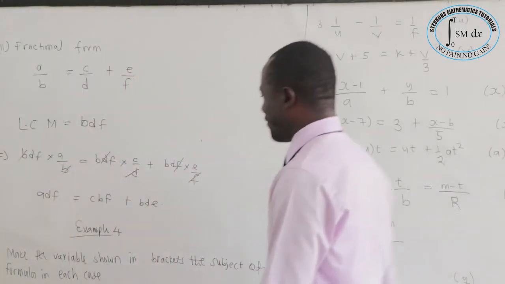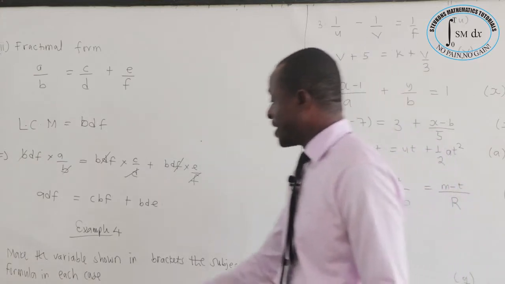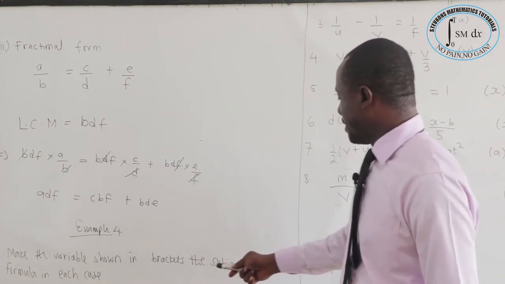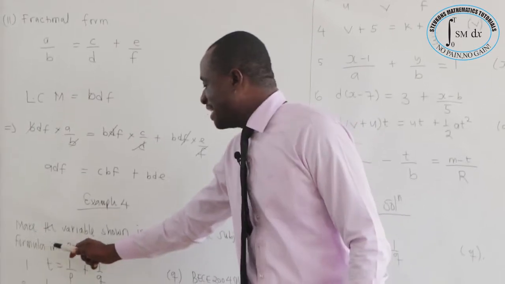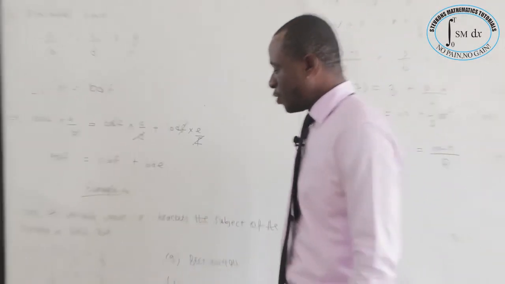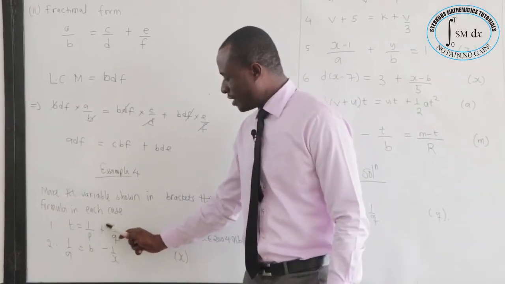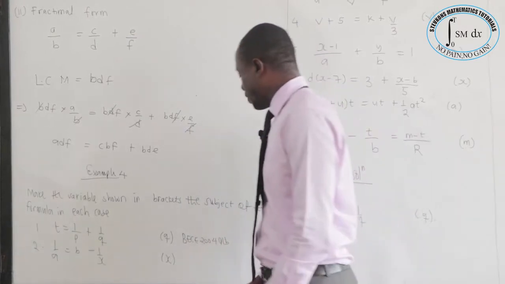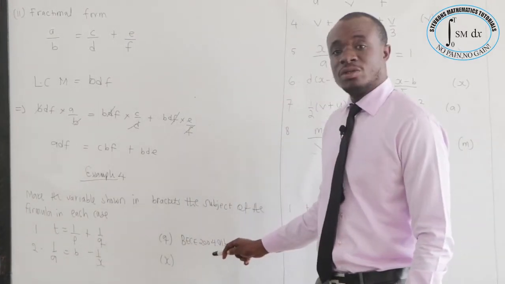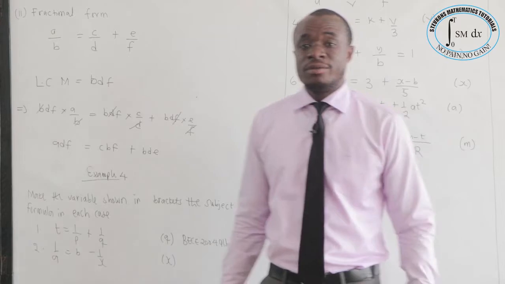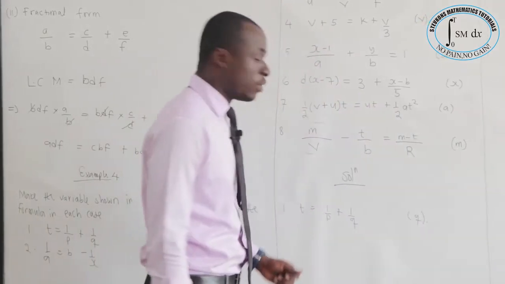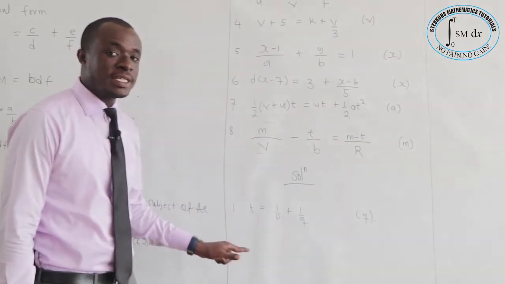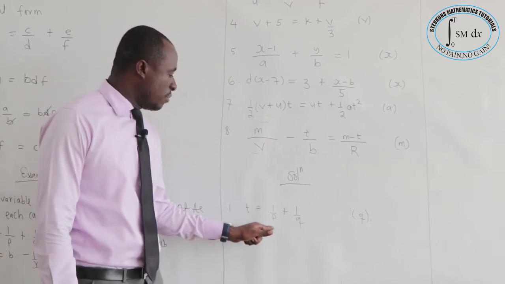Let's consider the following example, that it says make the variable shown in brackets the subject of the formula in each case. The first one, we have t equal to 1 over p plus 1 over q. We want to make q the subject, and this is BECE 2004, question number 1b. Let's carefully look at it. How do we solve this? With this, we have to look critically at the LCM. What is the LCM? P and q.